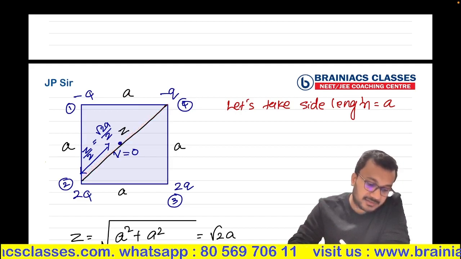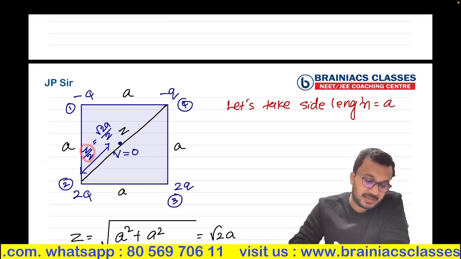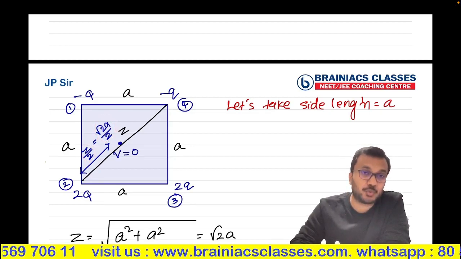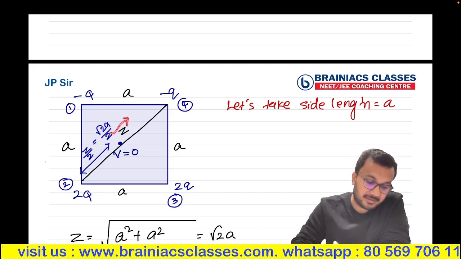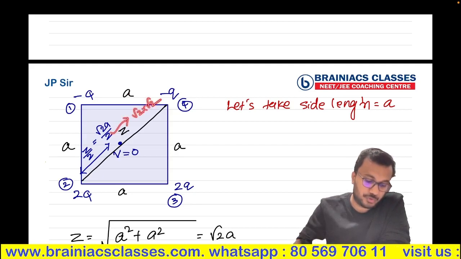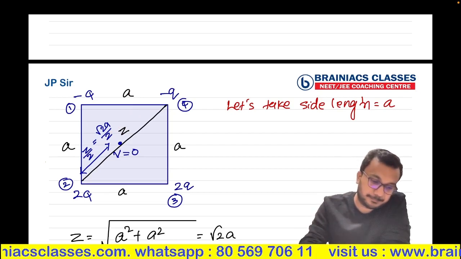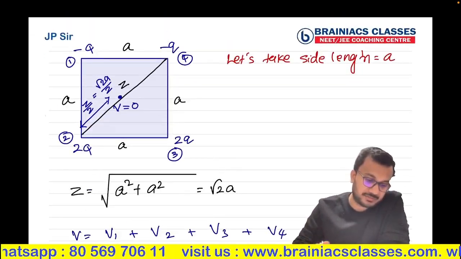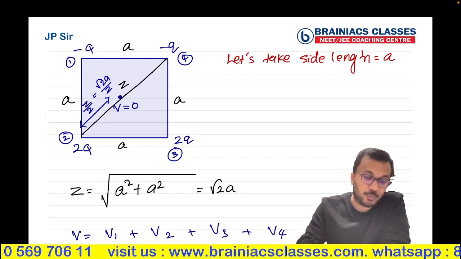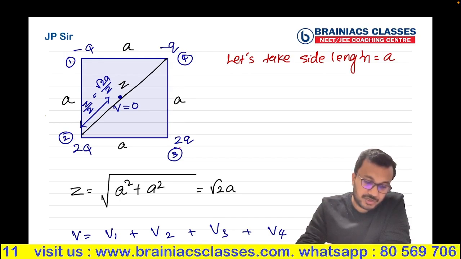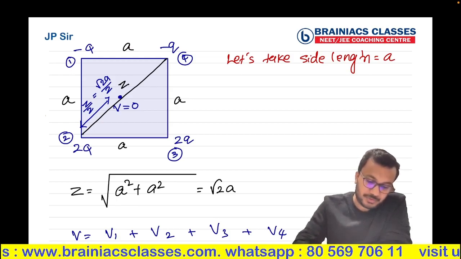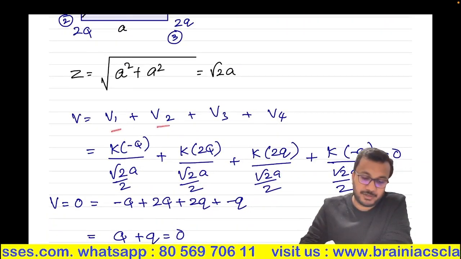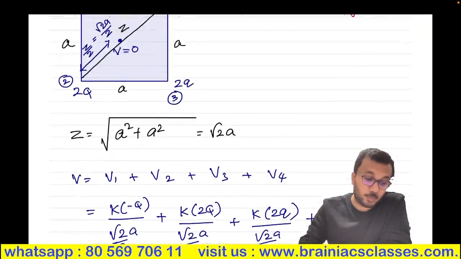Half the length means Z by 2. Z by 2 means root 2A by 2. What is 2 in the denominator? 2 can be written as root 2 into root 2. We can also write it like this, right? Yes. So now we need to calculate the potential. That's it. So we have potential due to 1, potential due to 2, potential due to 3, potential due to 4. So we say potential equal to all potentials we are adding, V1, V2, V3, V4. What is V1?